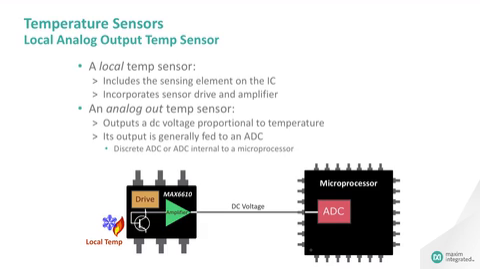Here is an example of a local analog temperature sensor. A local temperature sensor measures its own temperature. So if the sensor is located on a printed circuit board, its output will track the temperature of the board. An analog output temperature sensor produces an output voltage that is proportional to its temperature. This output voltage can be measured using an analog to digital converter, or ADC. The ADC can either be integrated into a microprocessor or is implemented in a separate IC.